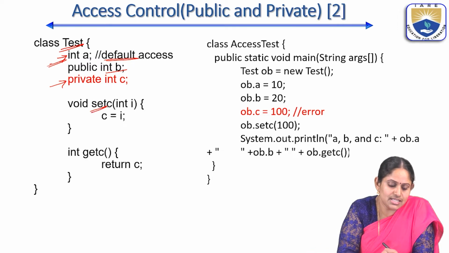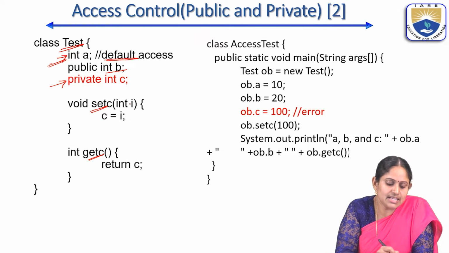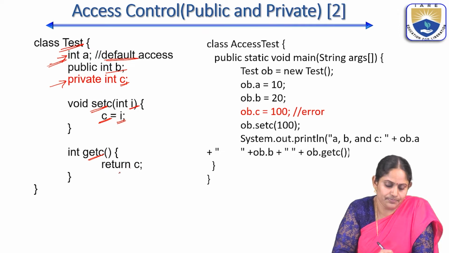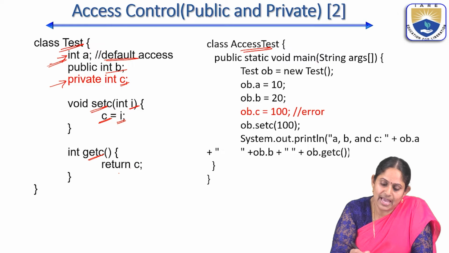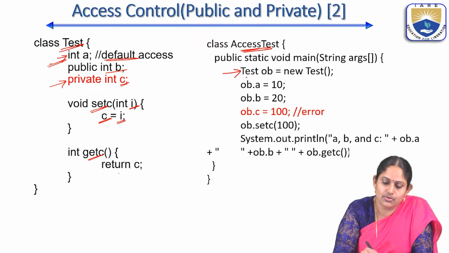Then we have two methods, setc and getc. They are also default methods, wherein setc accepts an integer variable and sets the private variable c to that value, and getc returns that value to the calling function. Now this class test is being accessed inside the access test class. Since access test is trying to access the test class, we have to create an object for that. So we have an object ob created of the test class.